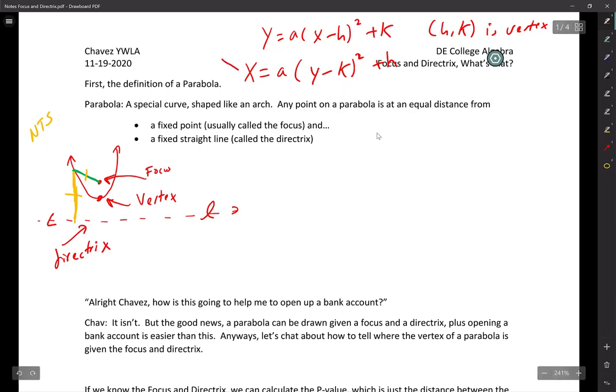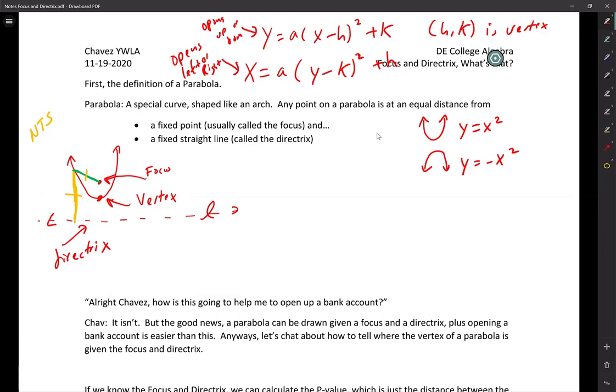And this one opens either left or right. This one opens up or down, depending on whether a is positive or negative. Don't worry, I'm going to put all the different expressions here on the side. If it opens up, and I'm just going to draw a generic graph, that is like y equals x squared. If it opens down, that is like y equals negative x squared.